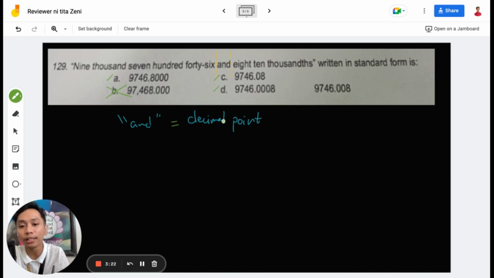We know that "and" is the decimal point. So kung isusulat natin yan, we know it's 9,746. Sulat mo yung decimal point, which is essentially yung "and". And then yung decimal part na tayo, 8/10,000. Sa pagbasa ng decimal part, tandaan, hindi porke 8 yun nandyan, immediately may 8 dito.